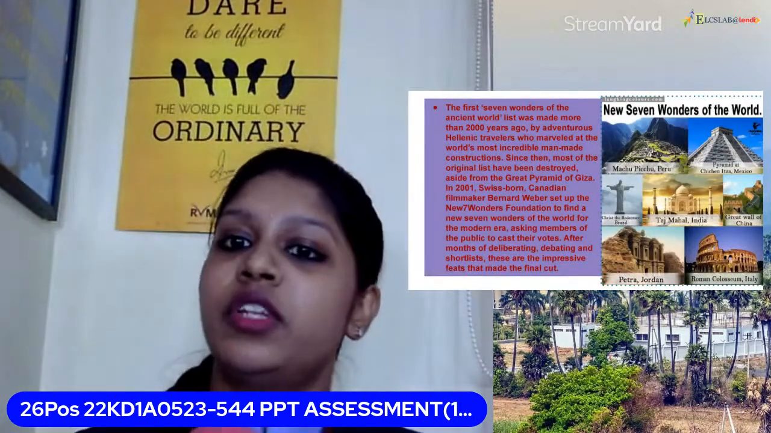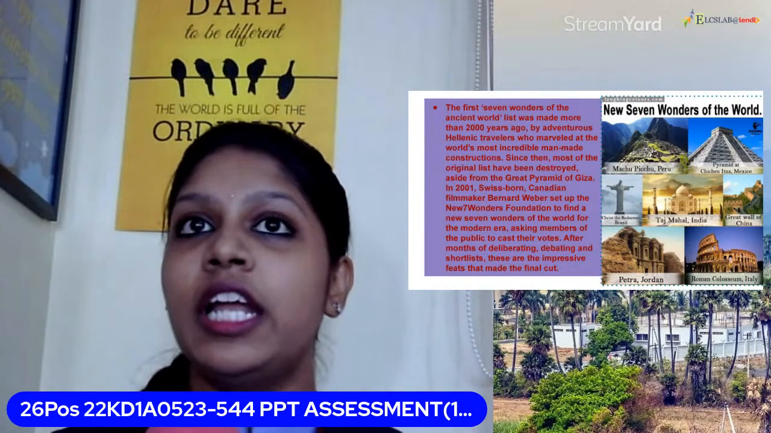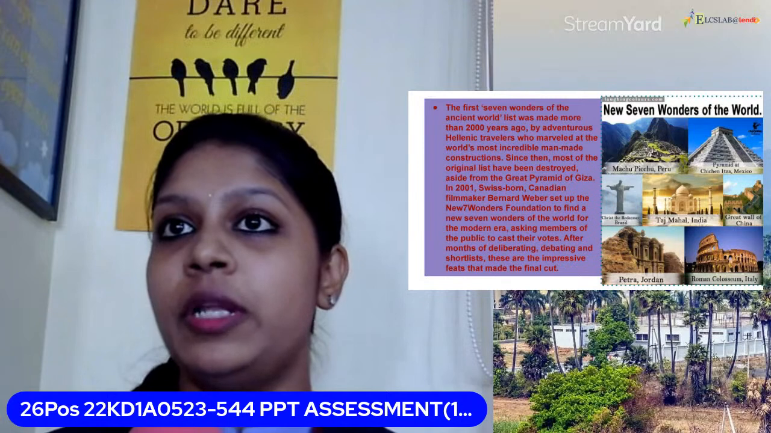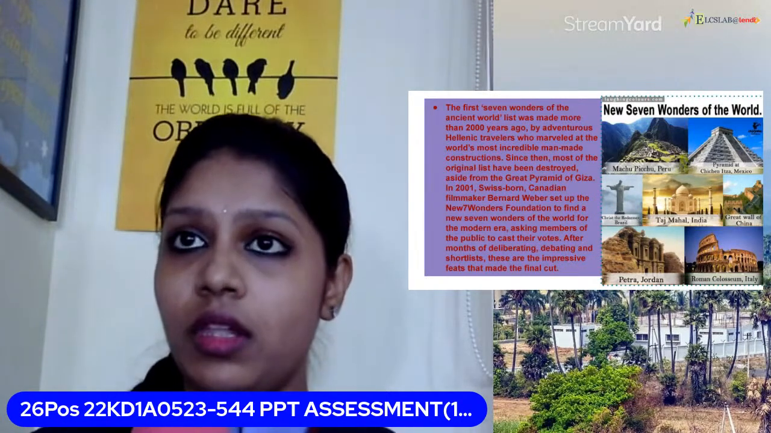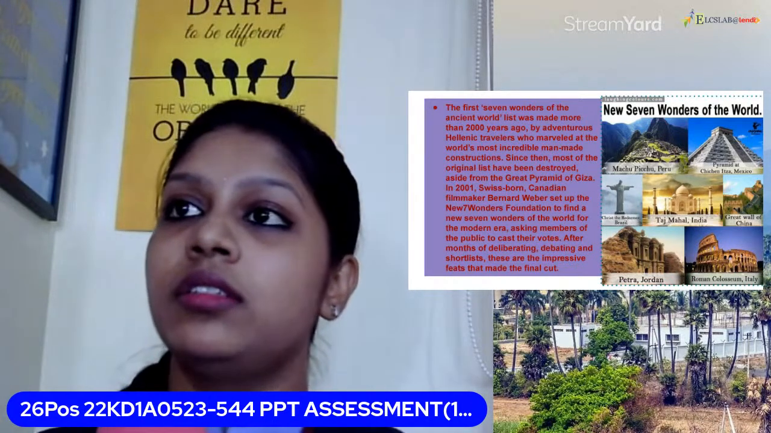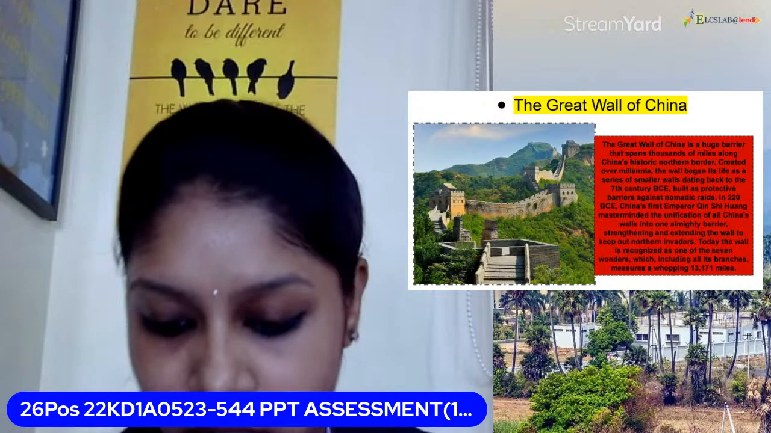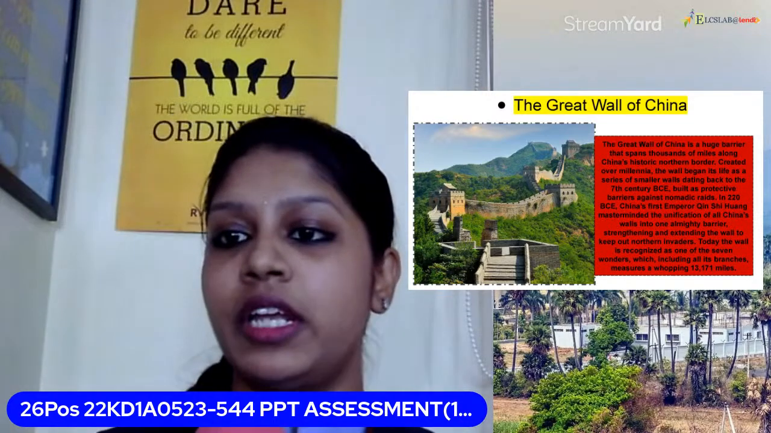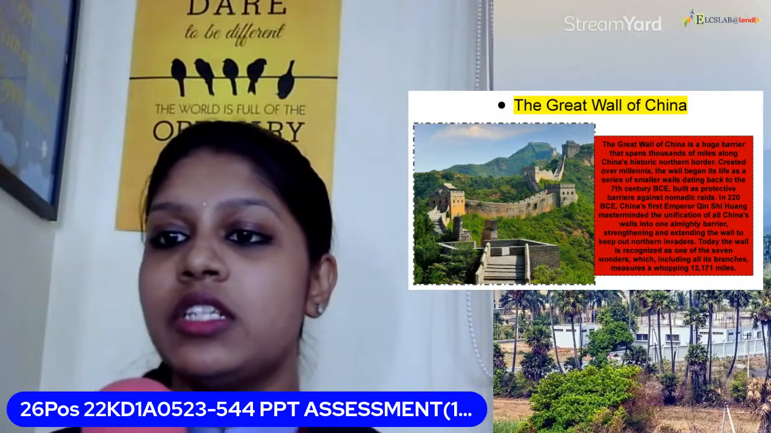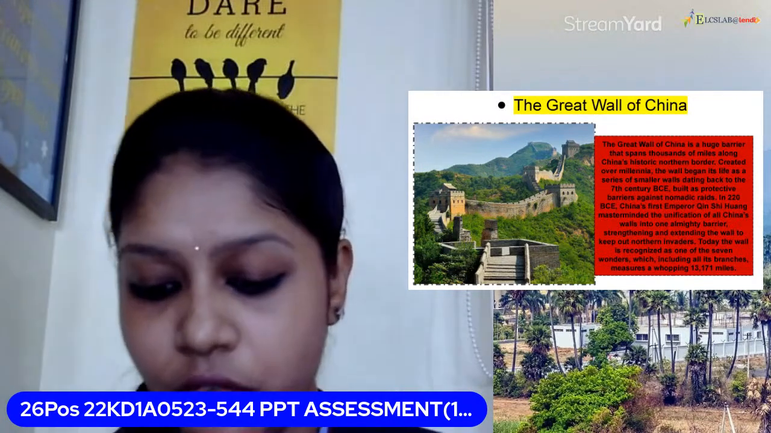The first list of seven wonders of the ancient world was made over 2000 years ago. Later, in 2001, a Swiss-born Canadian film producer set up the New Seven Wonders Foundation to build the new Seven Wonders. The first wonder is the Great Wall of China. The Great Wall of China is a huge barrier that spans thousands of miles along China's historical northern border. So it is recognized as one of the seven wonders of the world.